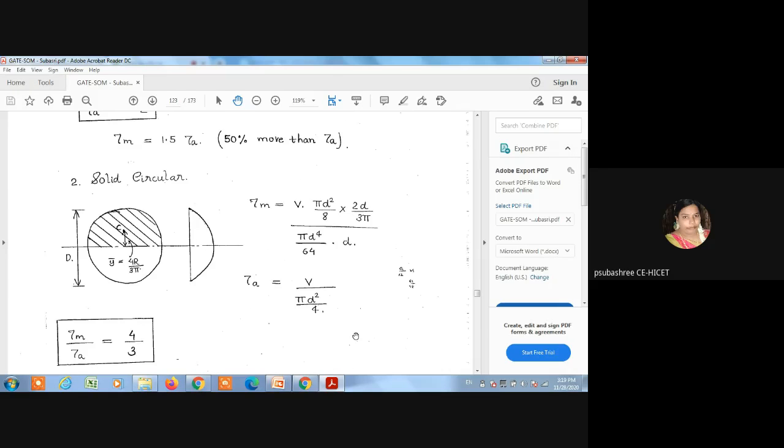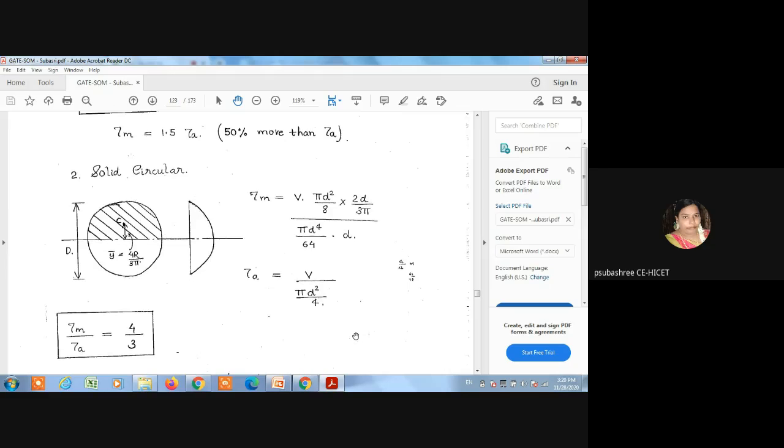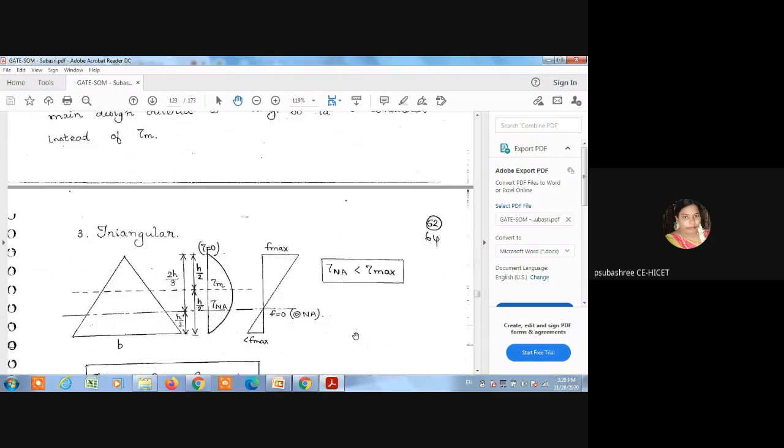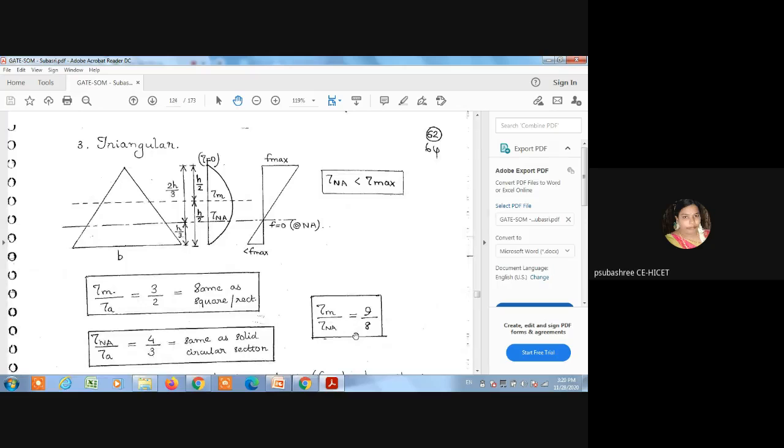The second one is solid circular. The relation between maximum shear stress and average shear stress is equal to 4 divided by 3. Then triangular: tau max divided by tau average is equal to 3 by 2, the same as the square and rectangular section.